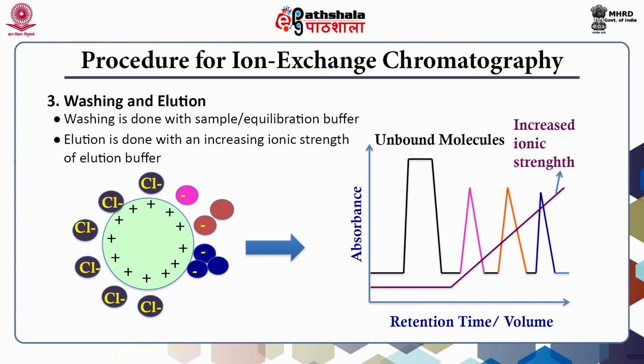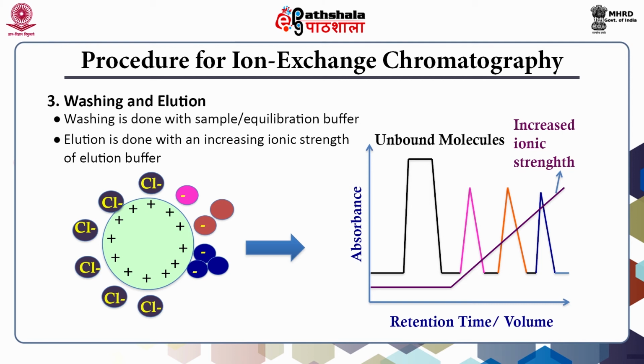Whatever the concentration or ionic strength of the equilibration buffer, we have to maintain similar ionic strength during the washing step. That is why the ionic strength line is flat at the initial stage where the black peak is present. Later on, we have to increase the ionic strength. As we increase the ionic strength, based upon the number of charges present on the proteins already attached to the surface, they will be eluted out.